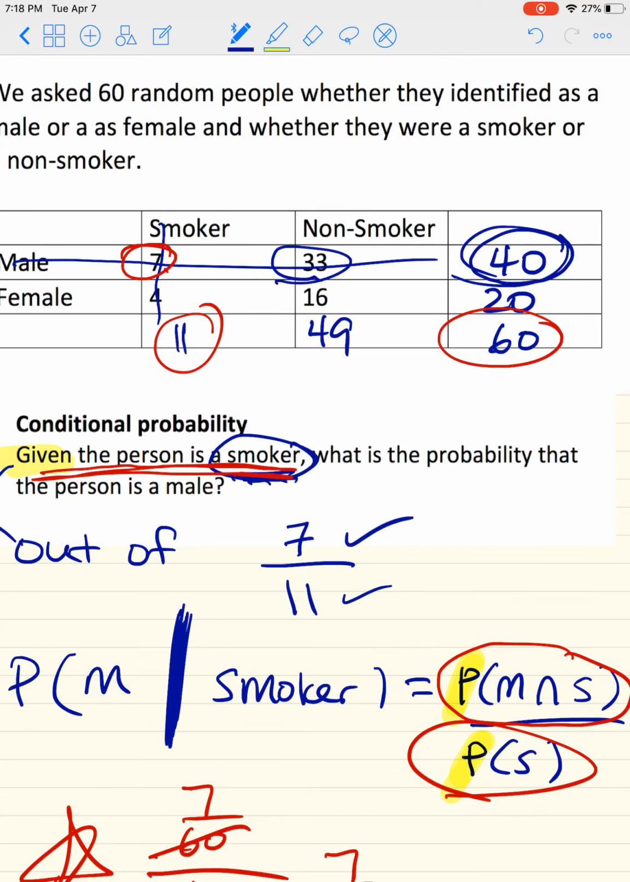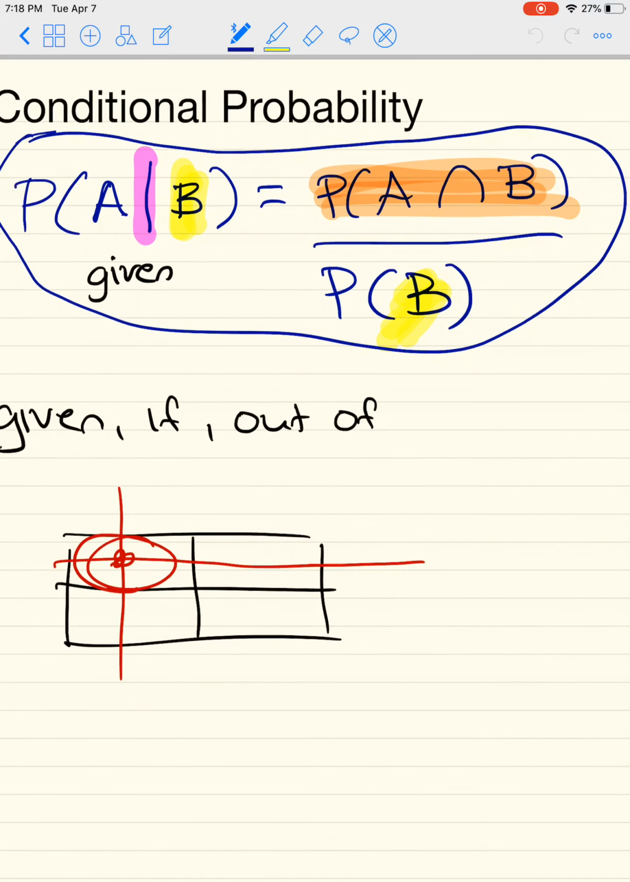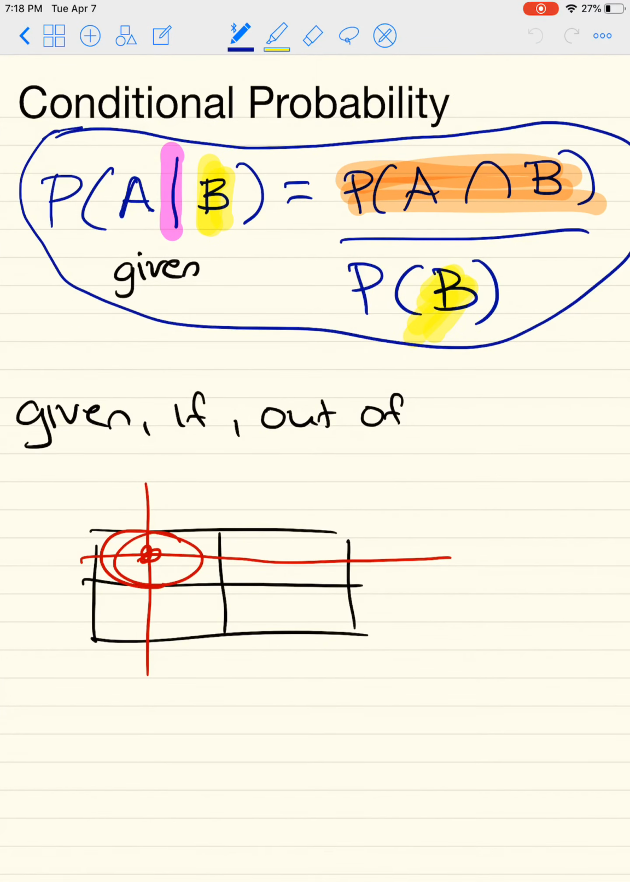So we have to just make sure that you identify if it's a given, which in a lot of cases it is. So a given, an if, and out of. Those three words mean the probability is conditional. And so that's how we do conditional probability. And this is the formula. And sometimes you could just think about it without a formula and say what makes sense.